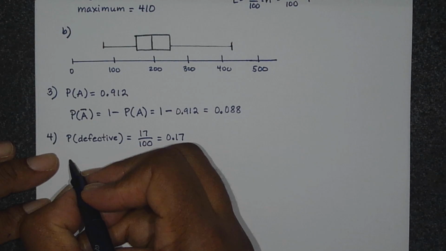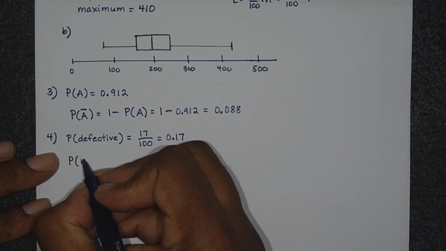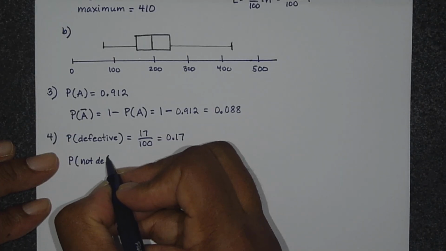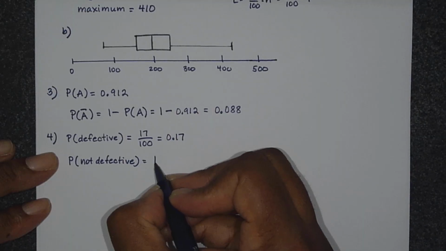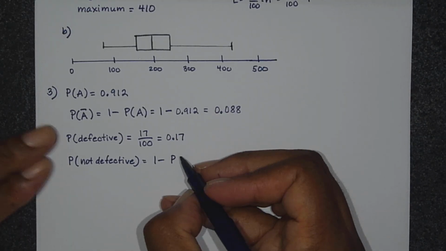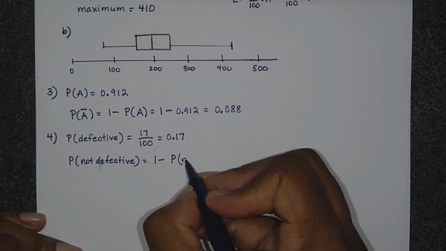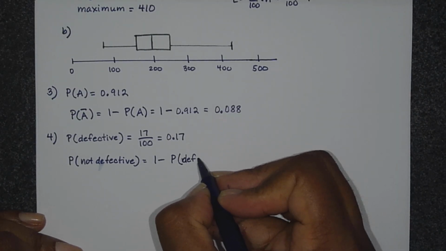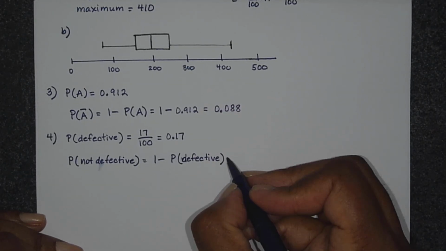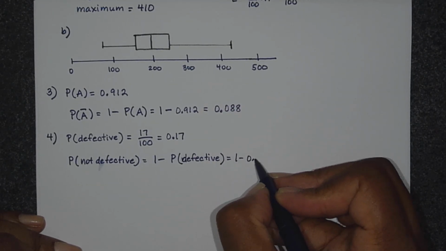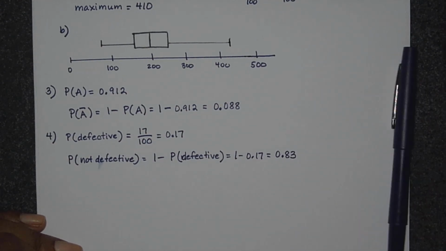So now we want the probability that we randomly select an item that is not defective. So in that case, it's just a complement. Those two are complements, so it'll be 1 minus the probability of selecting a defective item. So what's 1 minus 0.17? 0.83. Okay.